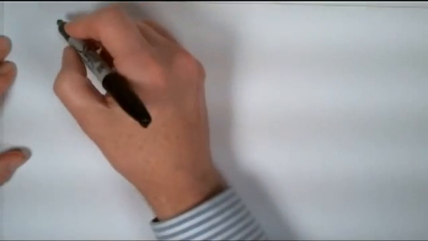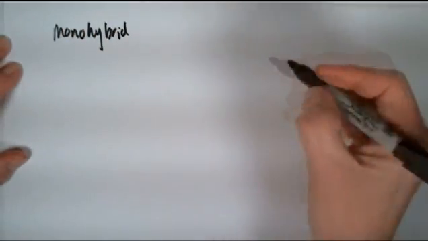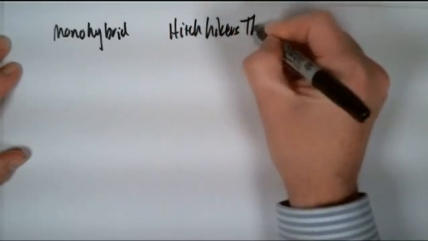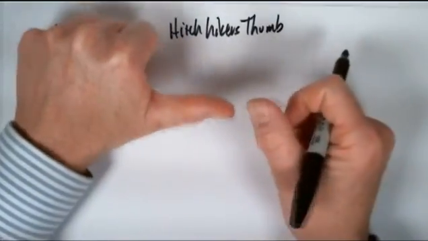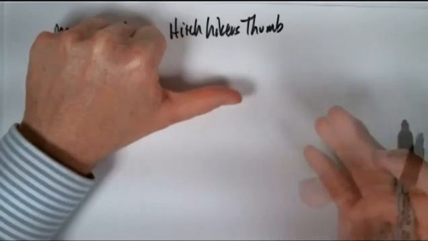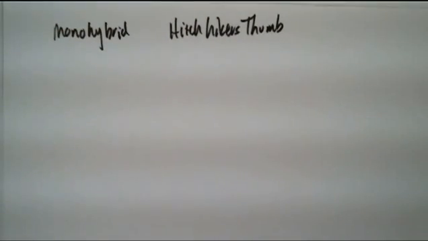I'm going to pick a very simple monohybrid cross. Really, I'm just looking at one gene, and so this particular monohybrid cross that we're going to look at is what's called hitchhiker's thumb. Hitchhiker's thumb is when you're making a fist and like you're hitchhiking, the thumb curves back. Mine does not. I'm homozygous recessive for that. Hitchhiker's thumb, the actual gene is dominant, and it's complete dominance.